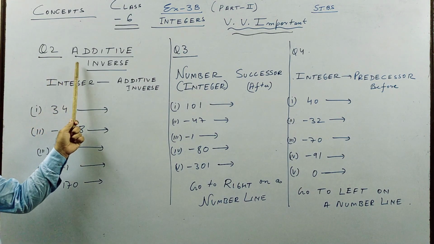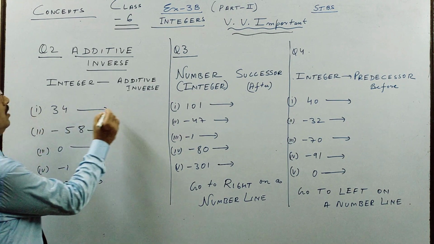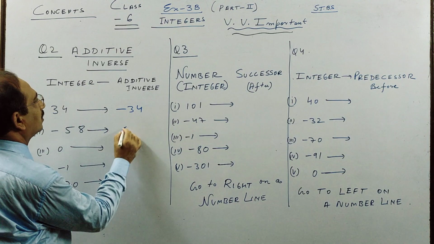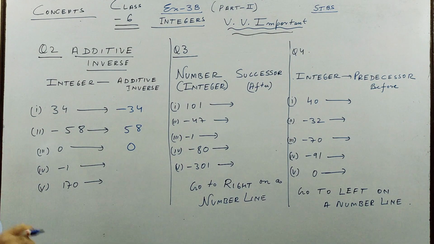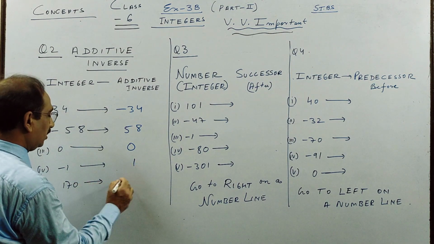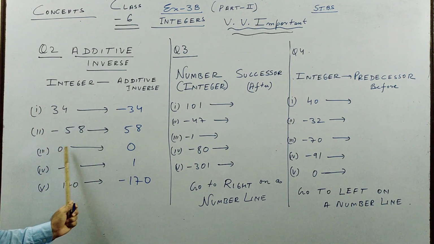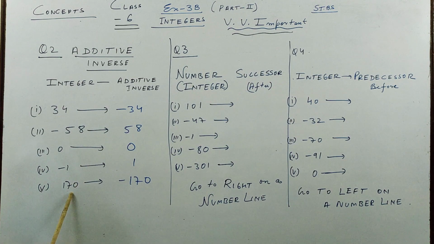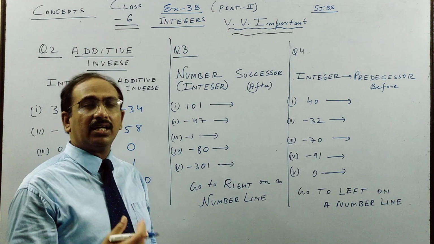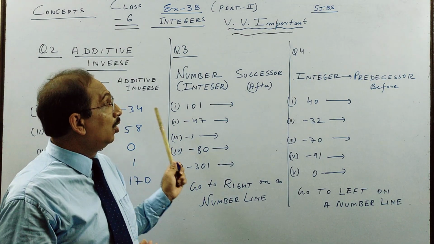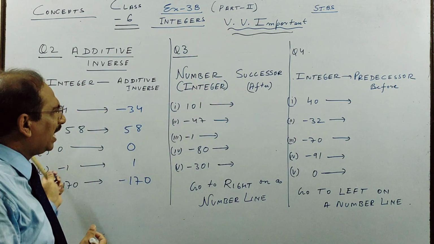So next, as I told you, we have to find additive inverse. For additive inverse, just change the sign. Plus becomes minus and minus becomes plus. 0 remains 0, because 0 is neither negative nor positive. So this is 1 and this is this. Just plus becomes minus, minus becomes plus, 0 remains 0. Now successor means next. I am thinking of making another video, which will be part 3, where I will show you how we use the number line for all this.